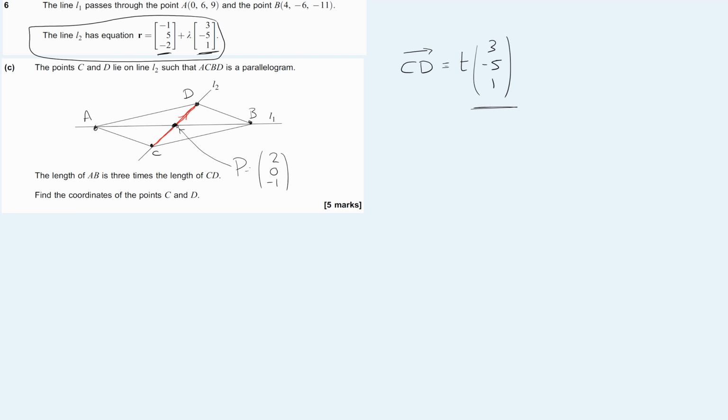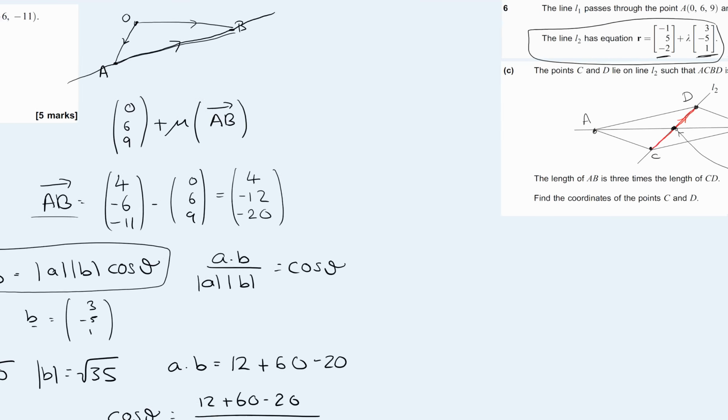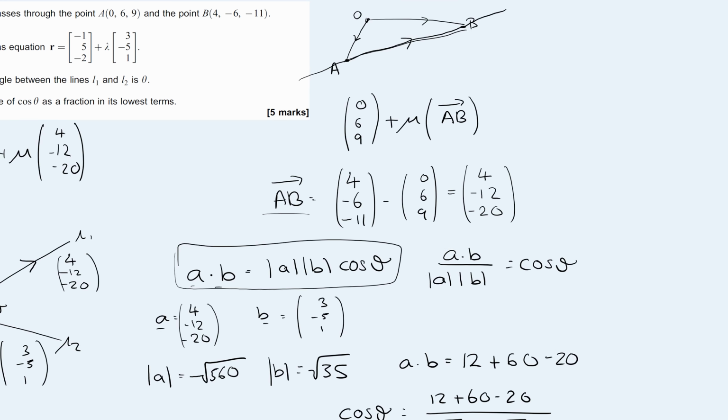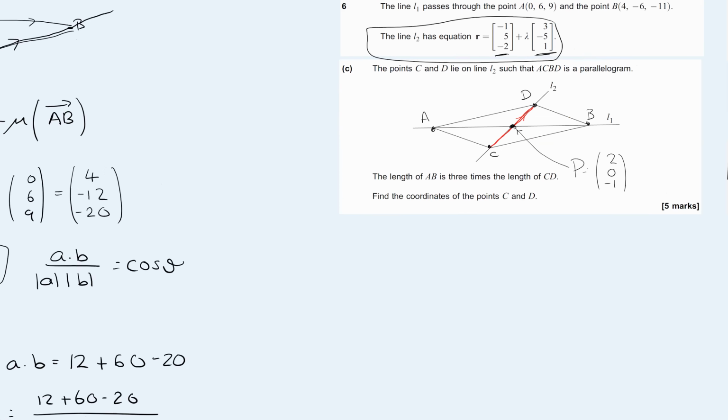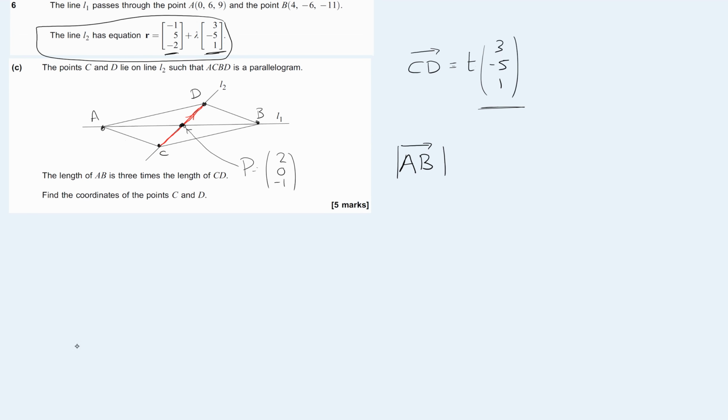Now what else are we told? We're also told that AB is 3 times the length of CD. So the vector AB, and I said we'd need to come back to things at some point. We've already found that AB had a magnitude of root 560. So I'm just proving that we have already done that. I know it's quite difficult to follow on the video, but that is there. So I'm not going to calculate that again. I know what that is. So that one is root 560.